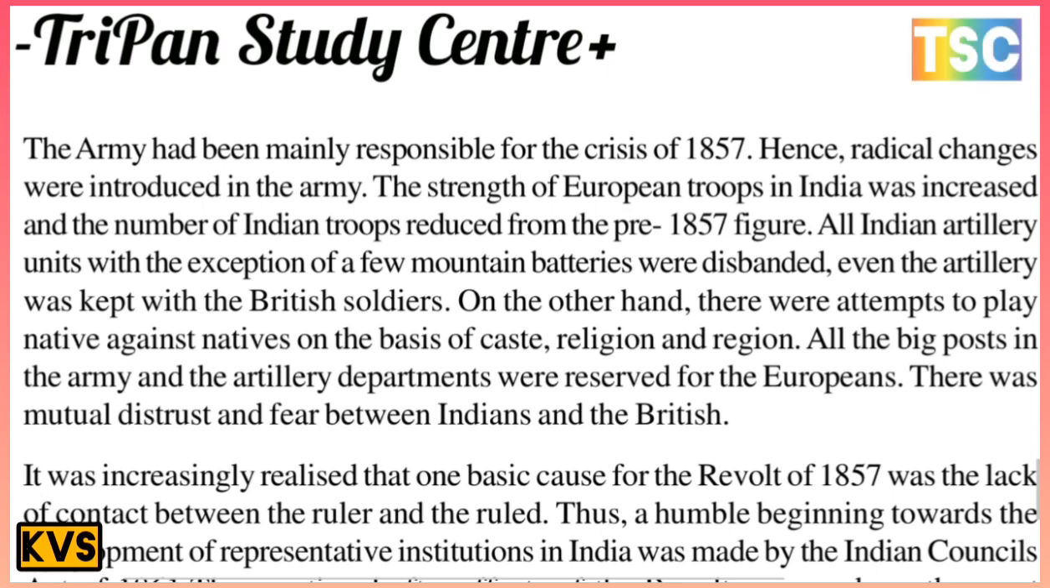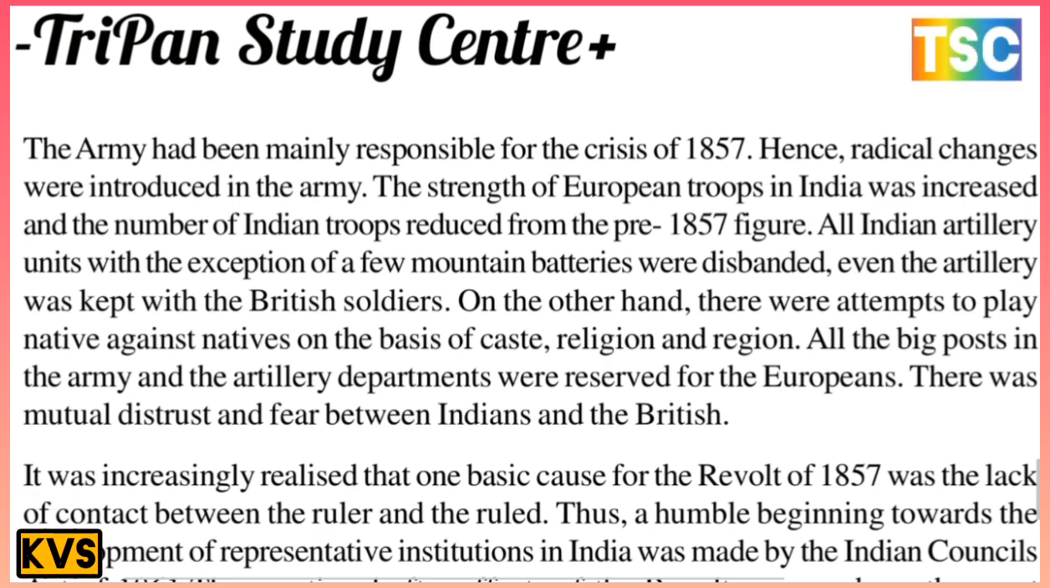The army had been mainly responsible for the crisis of 1857. Hence, radical changes were introduced in the army. The strength of European troops in India was increased. The number of Indian troops was reduced from the pre-1857 figure. All Indian artillery units, with the exception of a few mountain batteries, were disbanded, and artillery was kept with the British soldiers.